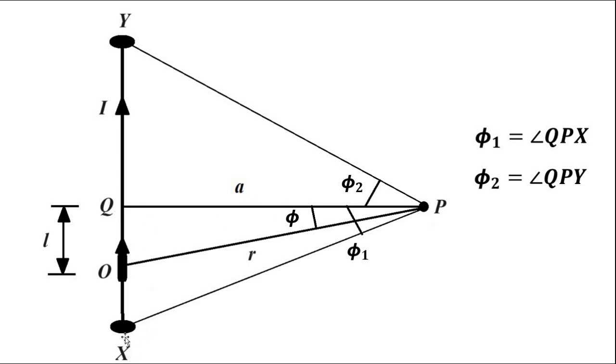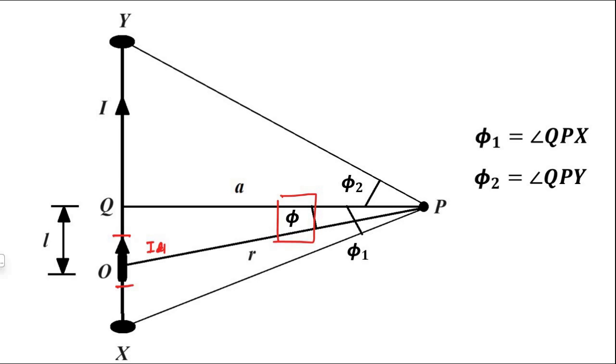So here we'll proceed from one end to the other, from X to Y, dividing this whole conductor into small portions, small current elements. Here we have taken this small current element I dl, and this small current element makes an angle phi with respect to P. By doing that, we get the expression for magnetic field due to this long straight conductor.